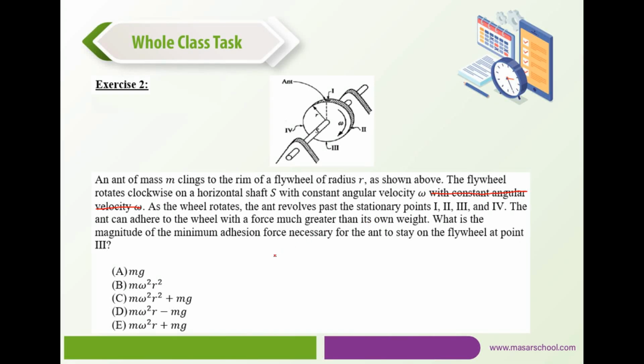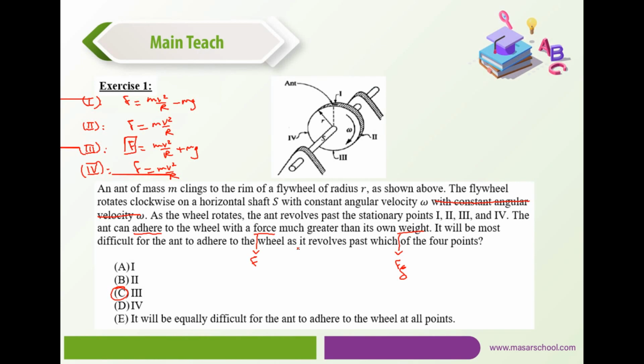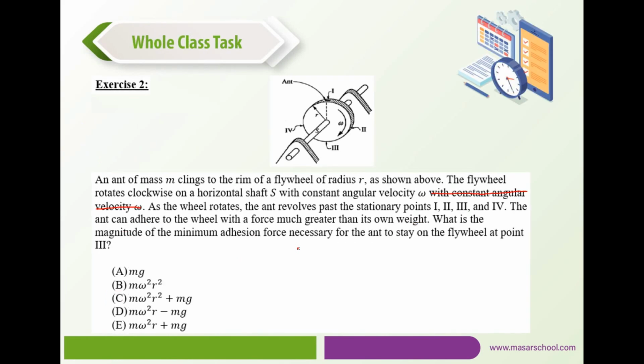The ant can adhere to the wheel with a force much greater than its own weight. What is the magnitude of the minimum adhesion force necessary for the ant to stay on the flywheel at point 3? Now we're talking at point 3. Already in the previous exercise, we have determined the expression of the force F, which is given by mv square over r plus mg.